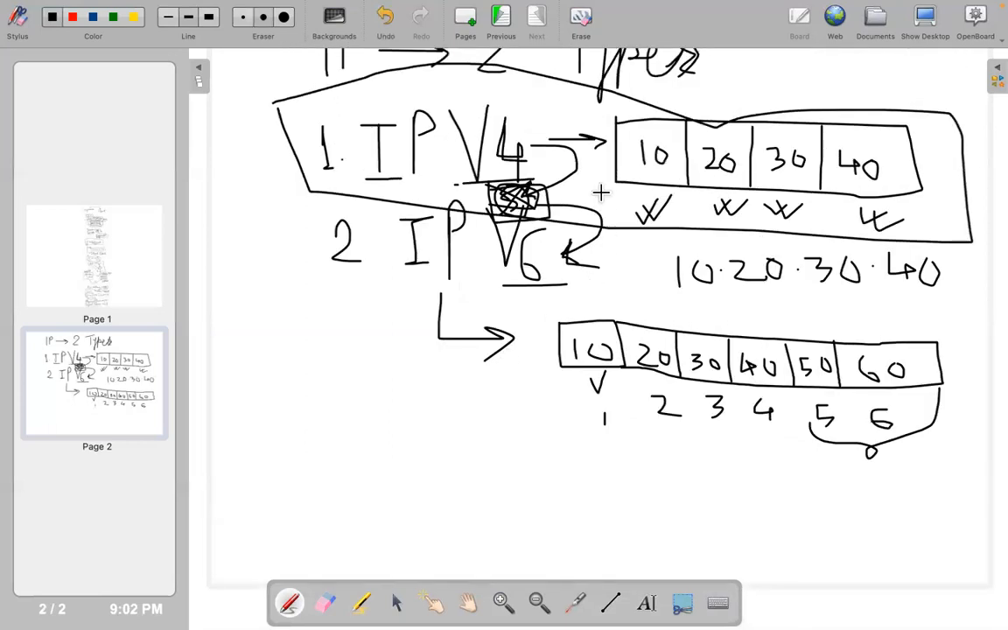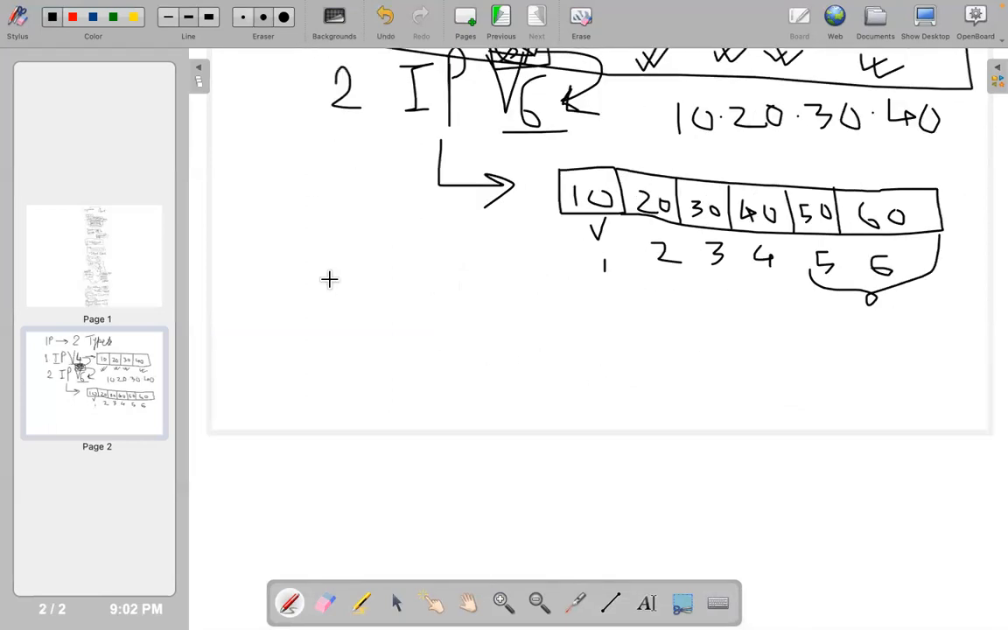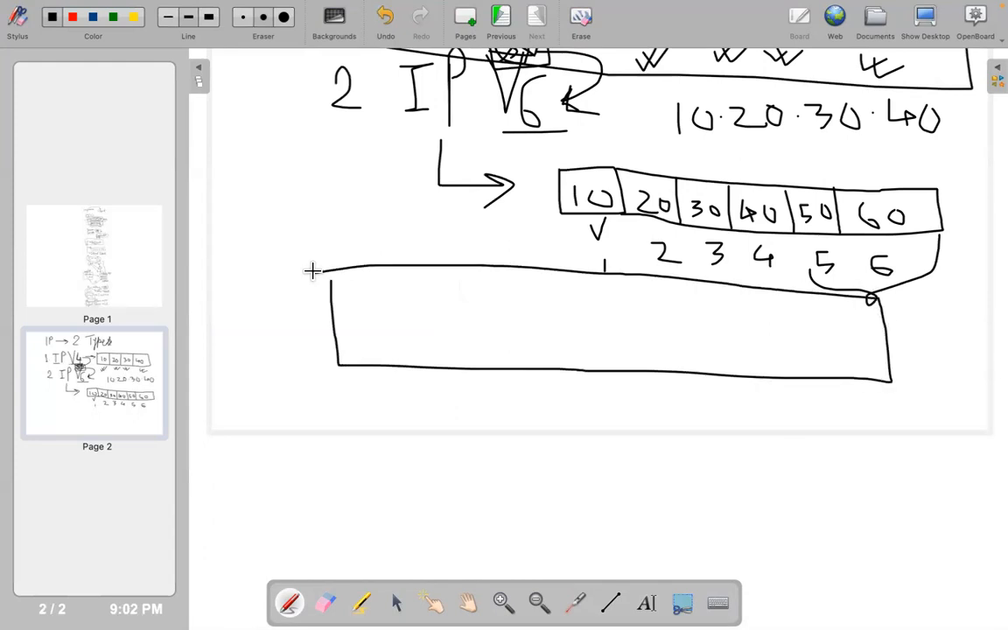Now, why are we calling each one an octet? Binary digits, have you studied them in college? Binaries, like zero. I have an idea, sir, but I don't know perfectly. Okay, fine, I will try to make you understand.